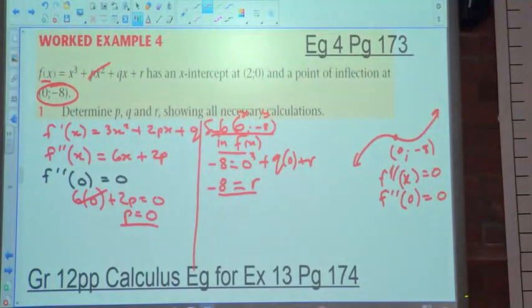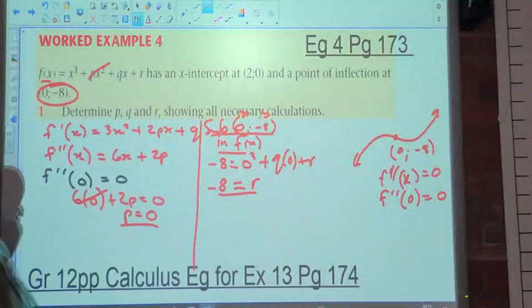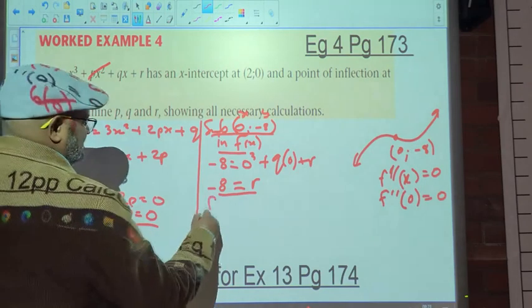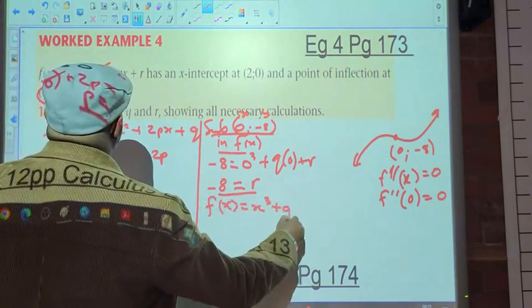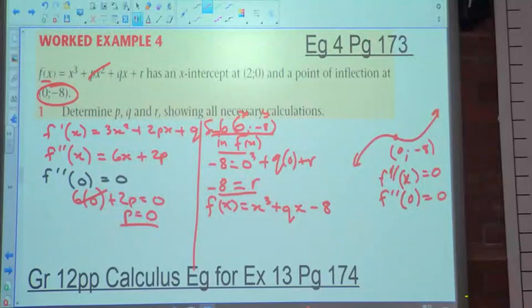I would almost say that the turning point and your point of inflection seem to be at the same point here. Okay, because with the amount of information given here, I would need to use this point another time. Because what we have thus far is f of x is equal to x cubed. Oh, there's only one. Okay, qx minus 8. The other one is gone.